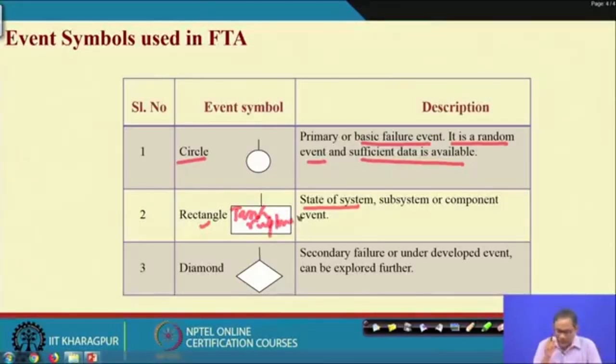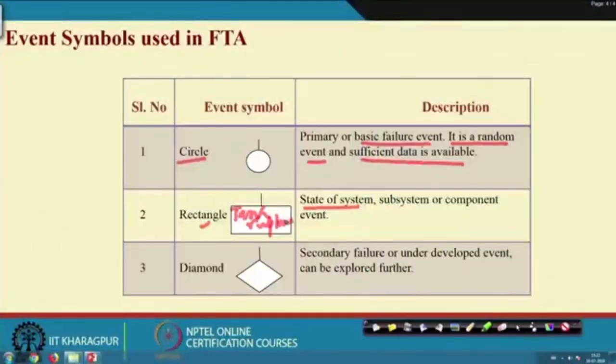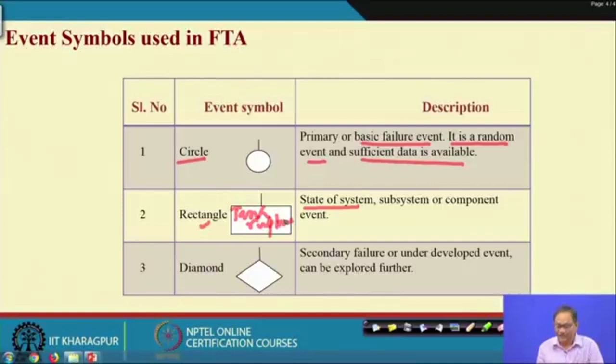Okay. So, then diamond. Diamond is a secondary failure, an undeveloped event that can be explored further. What happened when you link the top event, like the tank rupture, to the bottom events up to the component level? There will be several intermediate events, but you may find that some of them are underdeveloped, meaning you do not have the full information and you require exploring it further. And at present, when you are developing the fault tree, your knowledge base is not sufficient to explore it, then this will be put under the diamond symbol.